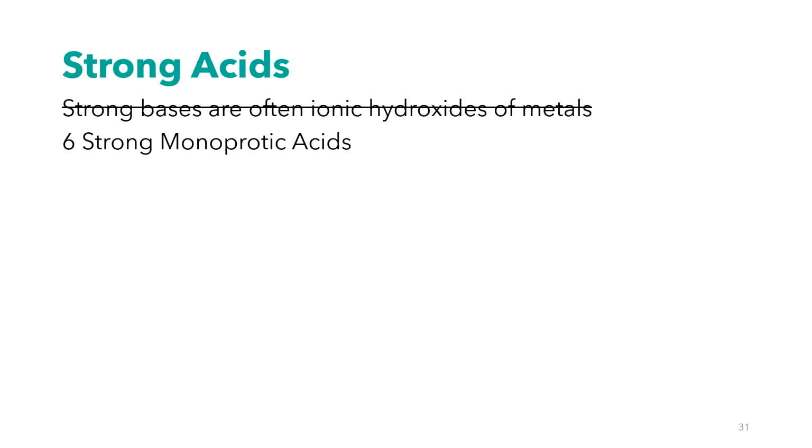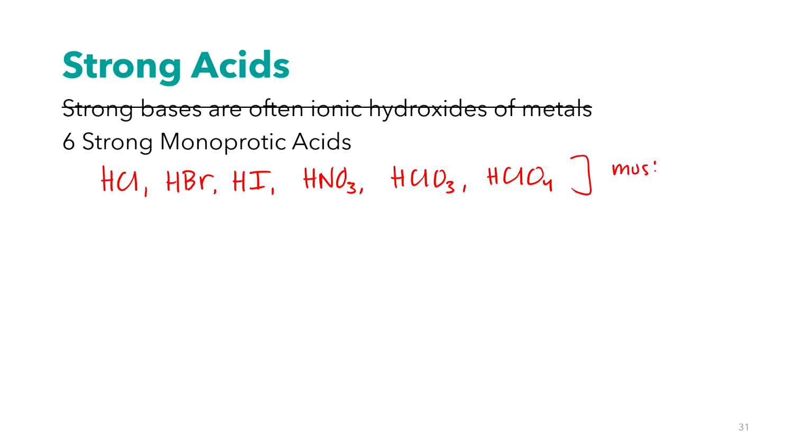All right? So on the next slide, I wanted to write out my 6 strong monoprotic acids. Okay? Monoprotic meaning it has one proton that it is very likely to give away, that will 100% of the time give away. Okay? You need to know these. In theory, you remember them from your last chemistry class. Okay? HCl, HBr, HI, HNO3, HClO3, and HClO4. Must know these.